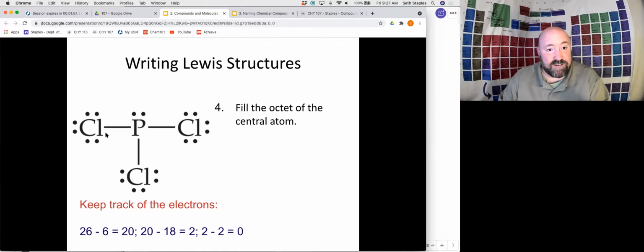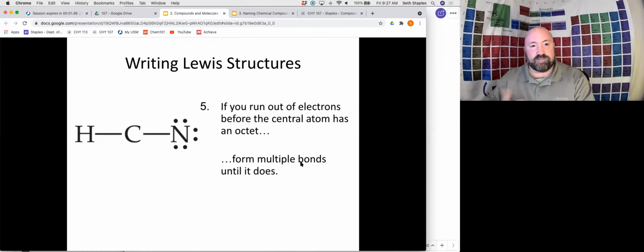Does every atom have an octet? Around each chlorine, we have 2, 4, 6, 8. So all the chlorines have an octet. Around our phosphorus, 2, 4, 6, 8. So boom, this is a valid Lewis structure then. We've used all of our electrons, and every atom has an octet.